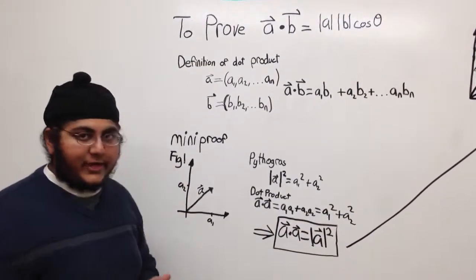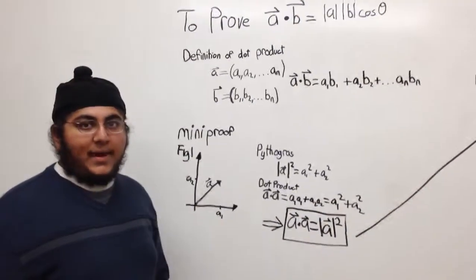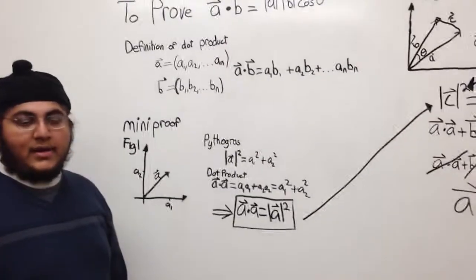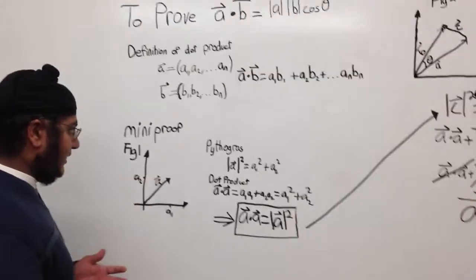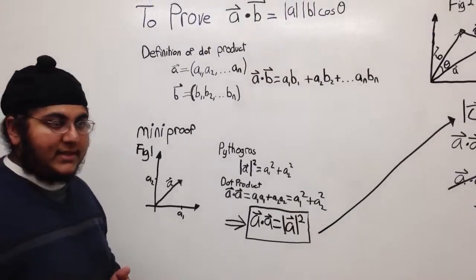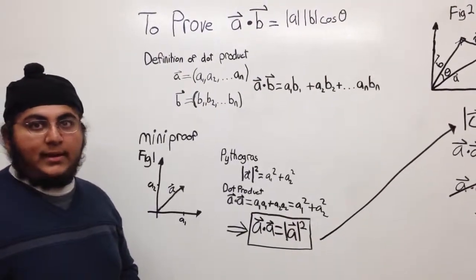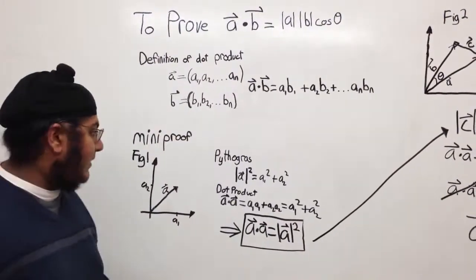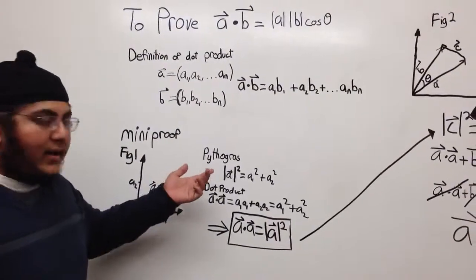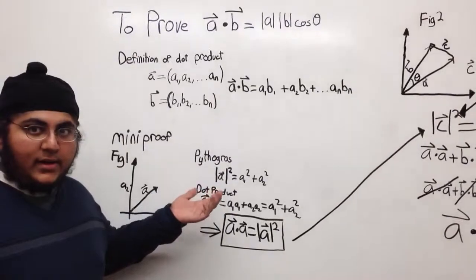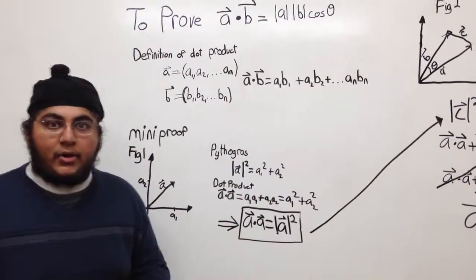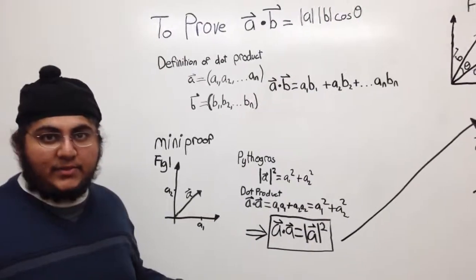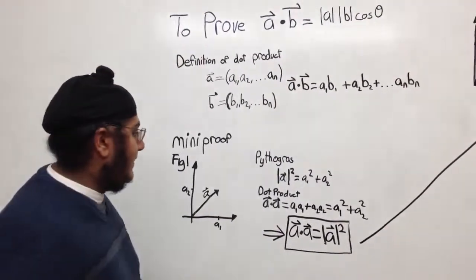In this mini-proof, we're trying to prove that the magnitude of the length of the vector squared is equal to the dot product of the vector with itself. So we need Pythagoras' theorem, which states that the hypotenuse squared is equal to leg 1 squared plus leg 2 squared. So the magnitude of the length of the vector squared is equal to the first dimension squared plus the second dimension squared. It would work all the way to n dimensions as well. However, for simplicity's sake, we just use 2 dimensions.